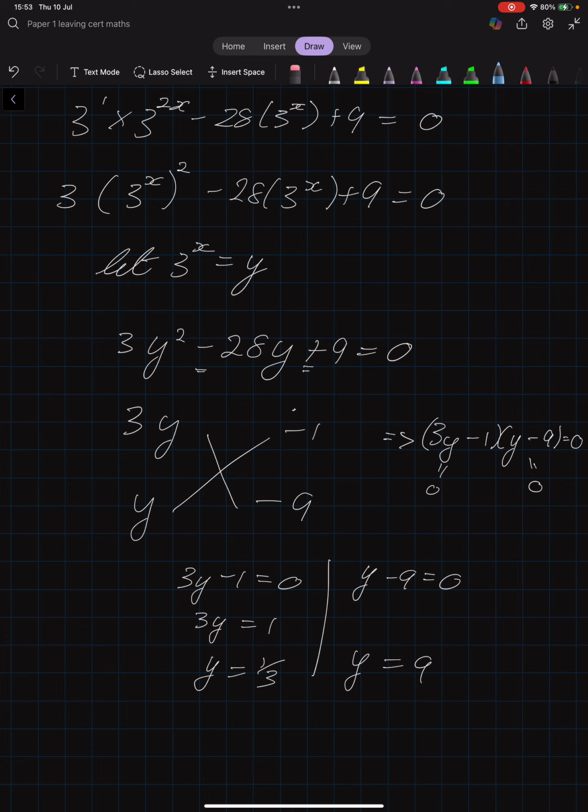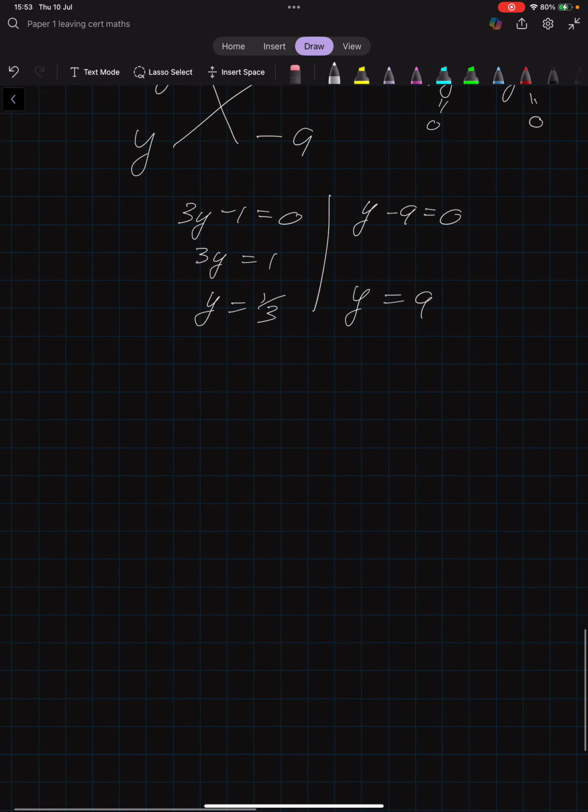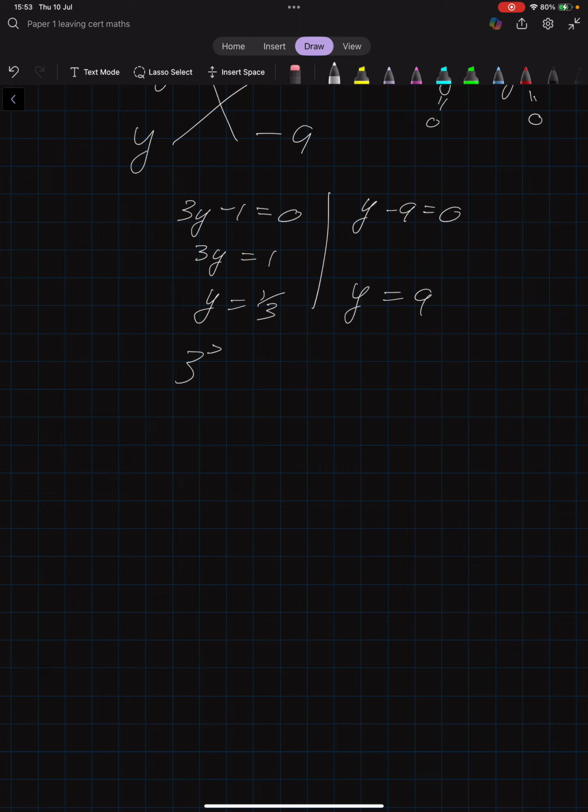Now remember, y is equal to 3 to the x, and it's x we're looking to solve. So you would say, okay, that means that 3 to the power of x equals 1 over 3, or 3 to the power of x equals 9. 3 to the power of x equals 1/3. This is x equals minus 1. Because remember, minus basically means it's 1 over. So because it's 1/3, it just means that it's 3 to the power of minus 1. Okay? And we saw a second ago that 3 squared was equal to 9. So those are your two answers. Okay?